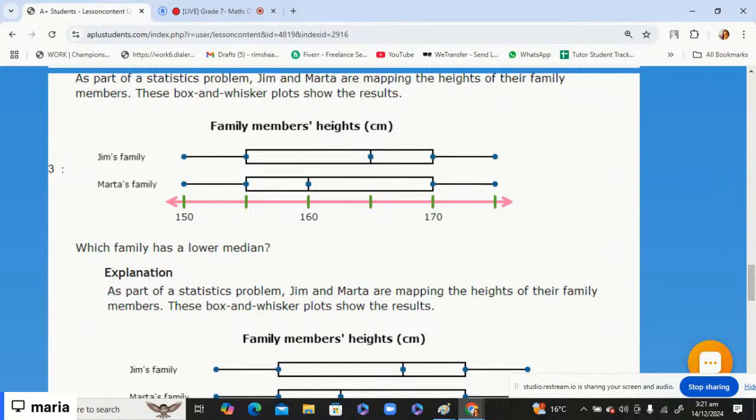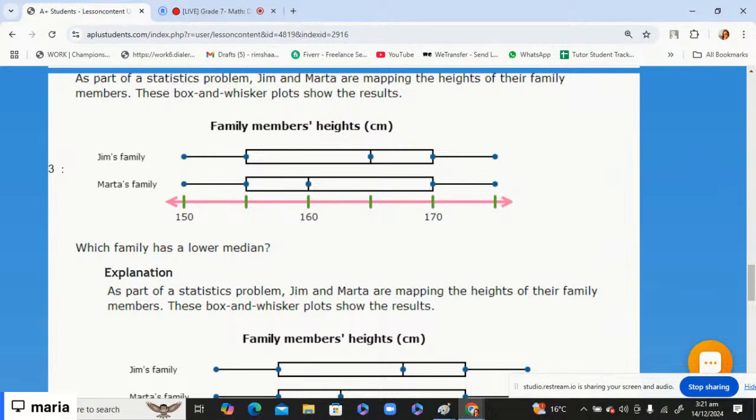So in this question, they are saying that as a part of the statistics problem, Jim and Marta are mapping the height of their family members. These box and whisker plots show the results. First of all, here is the Jim family. The Jim family starts from 150, then it's 160, 170, and now it's 175.